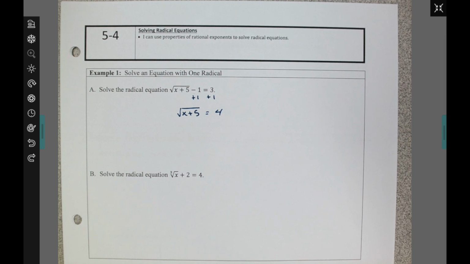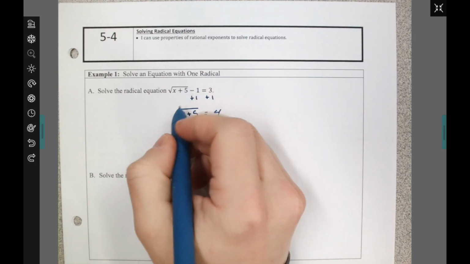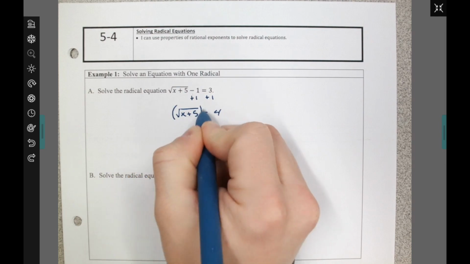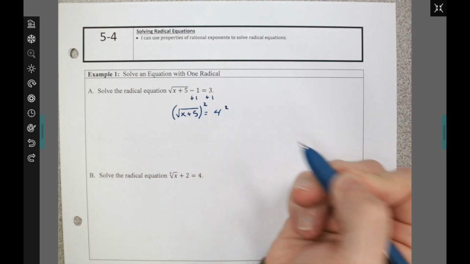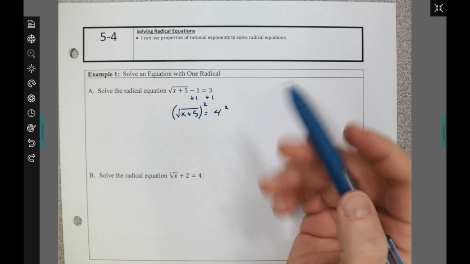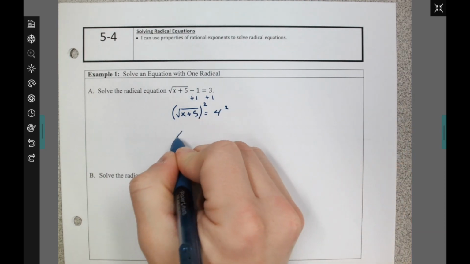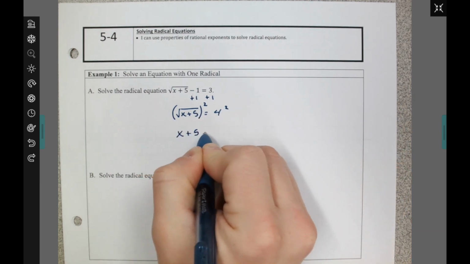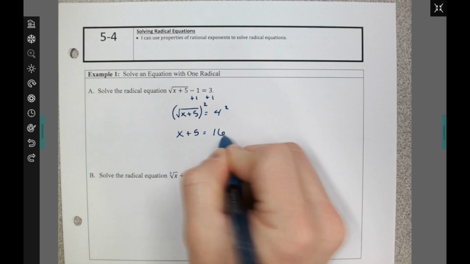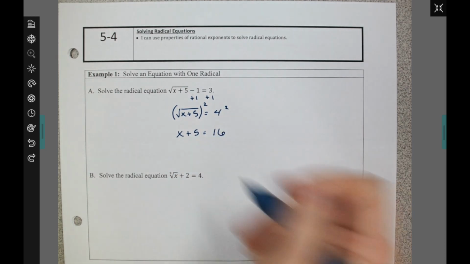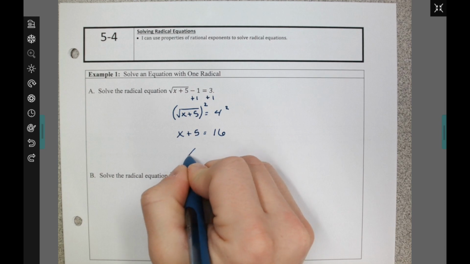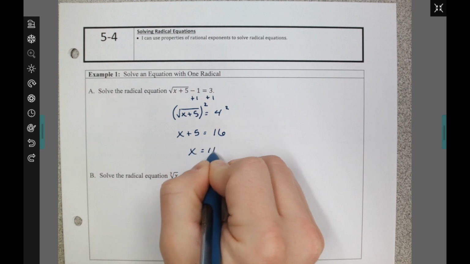From there, we have to get rid of the radical. There are two ways you can go about doing this. You could either use rational exponents, or personally, I like to think of just opposites. In this case, the opposite of a square root would be squaring each side. When you square a square root, it's gone, just left with x plus 5. 4 squared gives me 16. From there, you minus 5 from each side. You end up with x equaling 11.